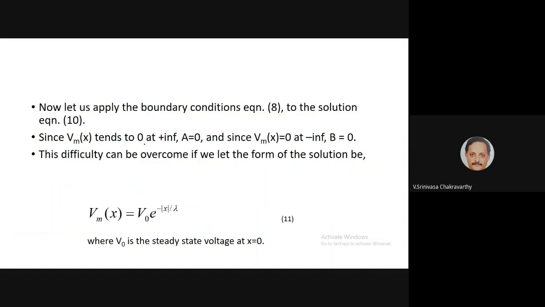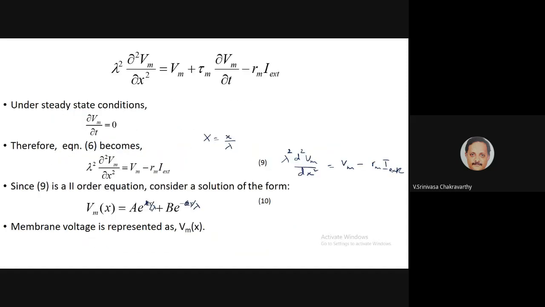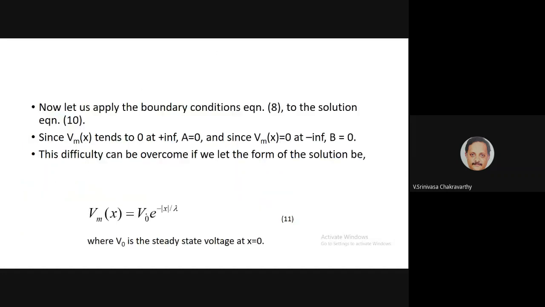This expression tends to 0 at plus infinity. Because we said that the boundary condition is 0 at both ends, at plus infinity and minus infinity, since it has to go to 0 at plus infinity, you will end up with a equal to 0. At plus infinity, one term will go to 0, but the other will go to infinity. So a has to be 0.